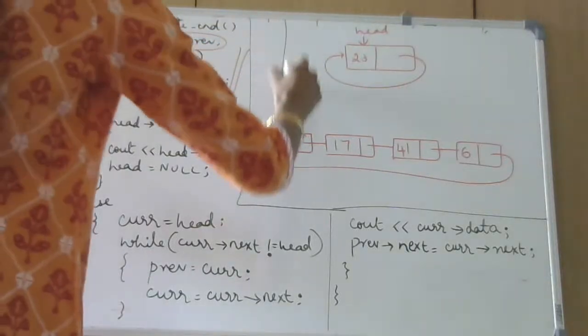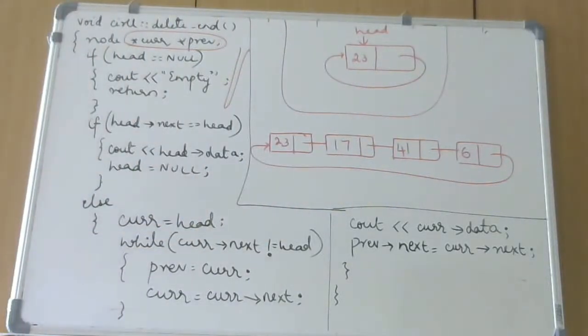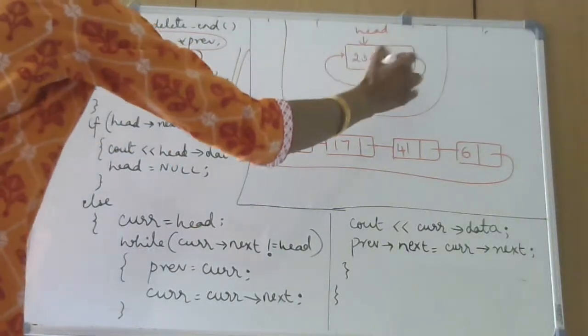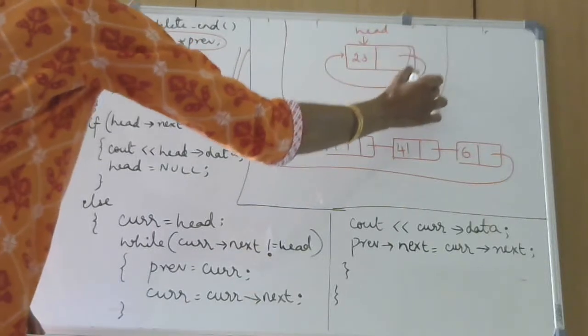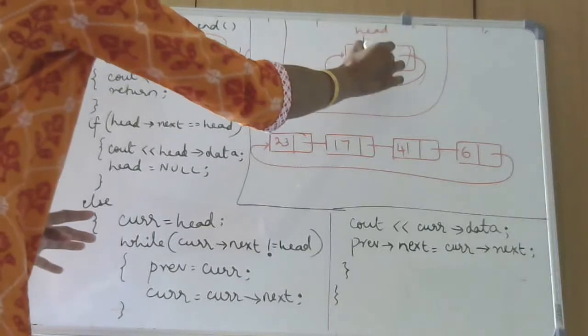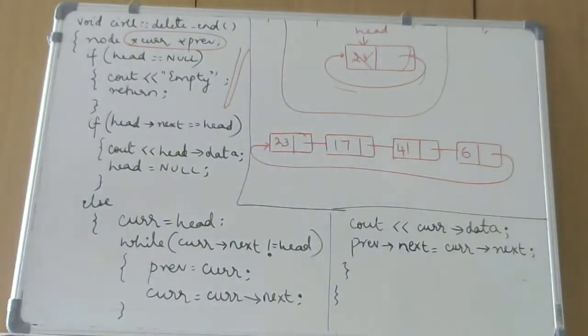Look at this part. Suppose I have only one node in the list. How do I check that? If head of next is equal to head. This is the head. Head of next is pointing back to head. That means you have only one node and that node will get deleted. Correct? Because we want to delete. So whether deletion at beginning or end doesn't make any difference here.